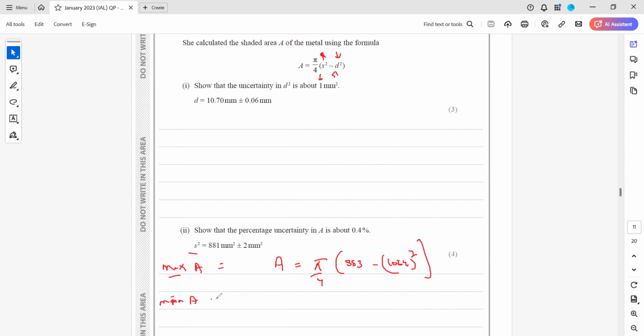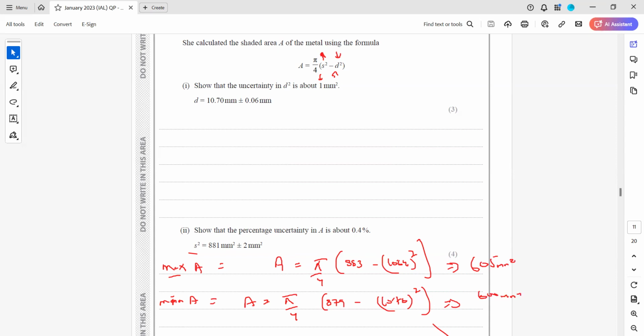What about the minimum value of A? The minimum value of A is when S square is small and D square is large. So S square will be 879 minus, and D will be large, 10.7 plus 0.06, which is 10.76. So this will be 10.76 and then squared, because we need D squared. So this will give us the maximum and the minimum value. The maximum value is 605 millimeter square. The minimum value is 600 millimeter square.